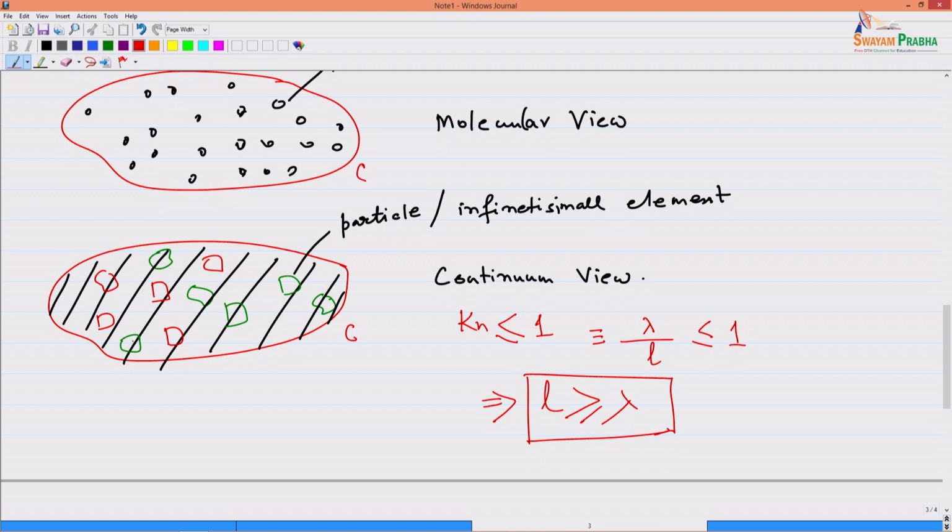The question is, how small can the green or this red or whatever element be? The point is the least geometric length scale that you can get to has to be larger than the molecular mean free path. So, that is how small you can get. You cannot have a length scale which is less than that, then your continuum concept is not going to work. Then it does not work.